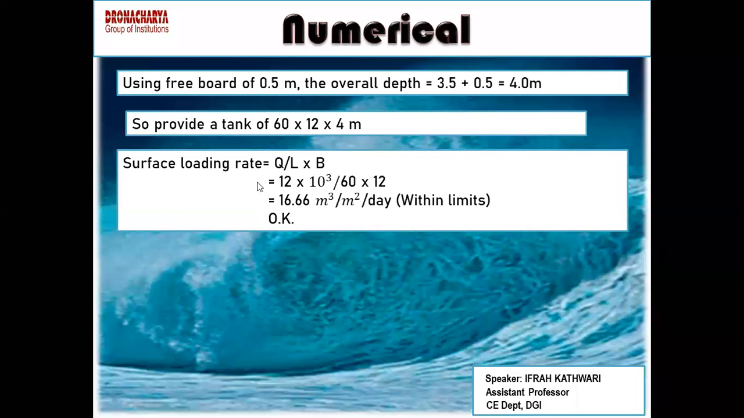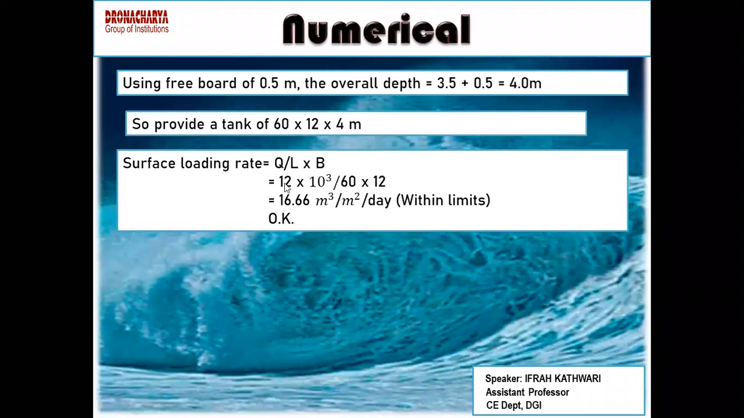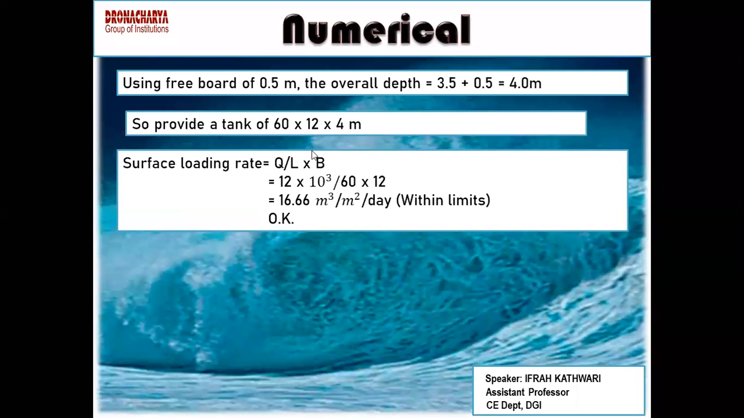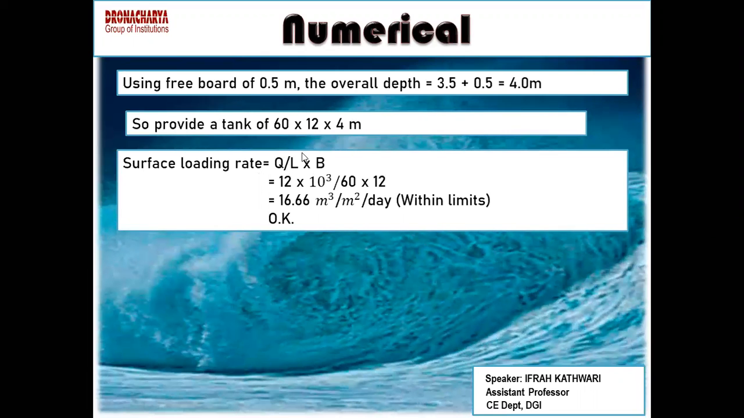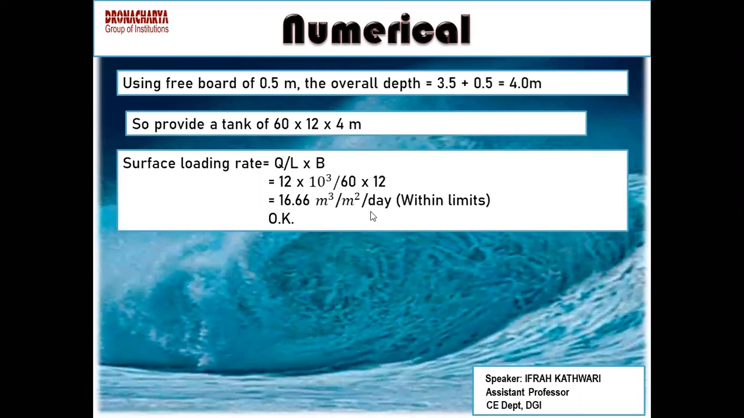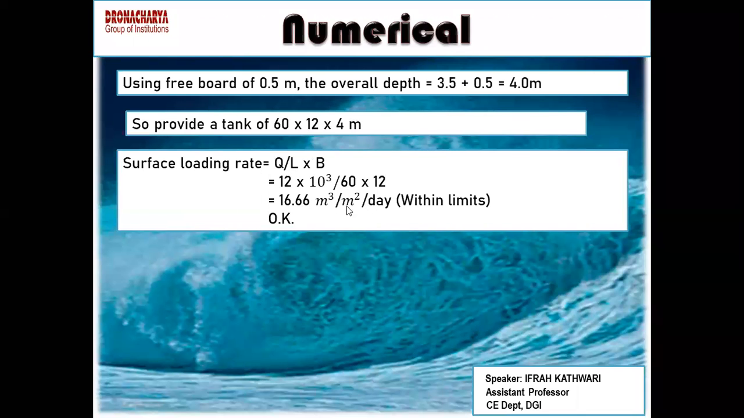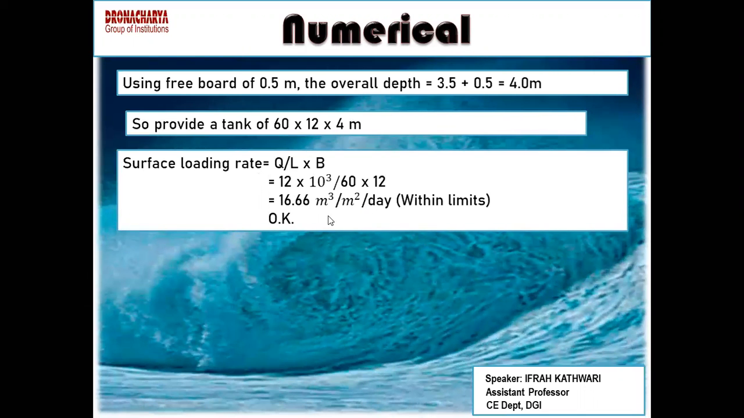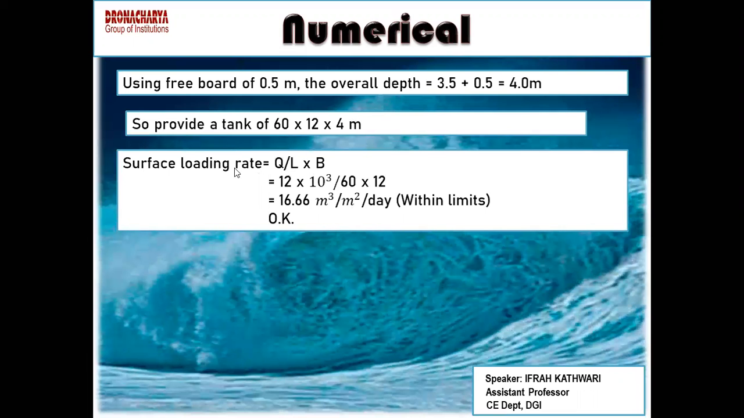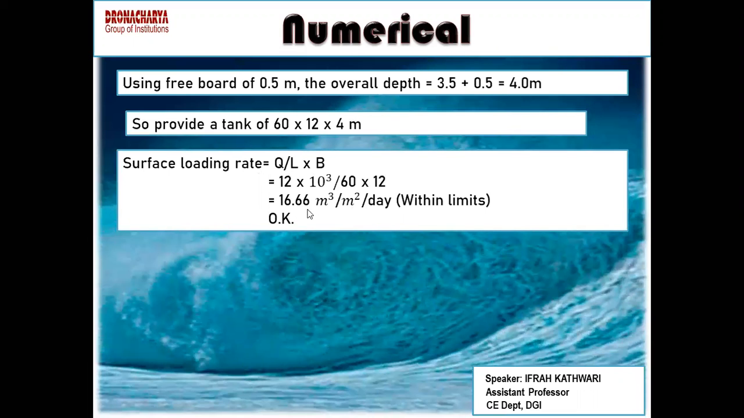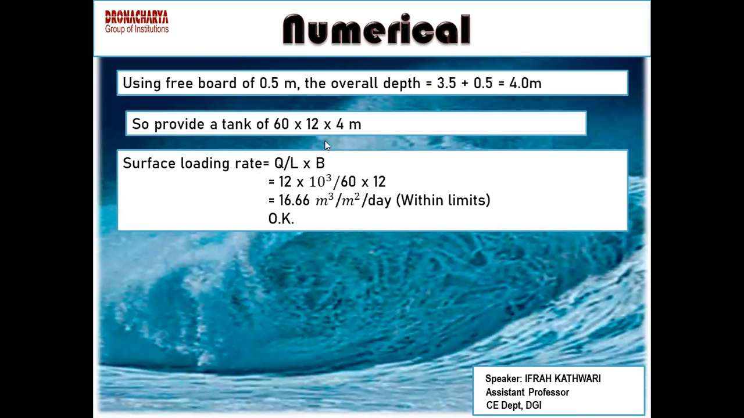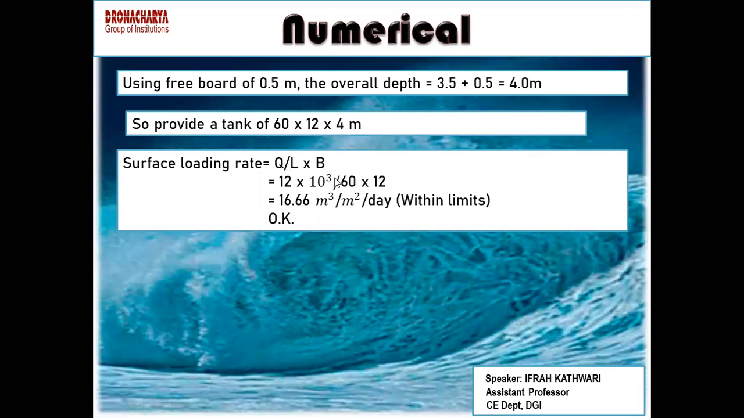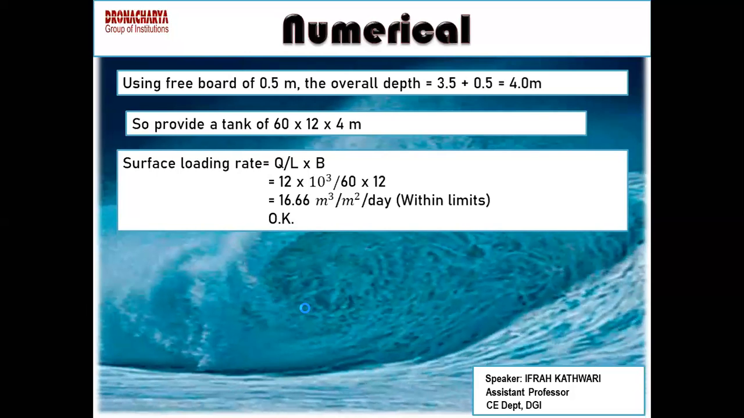Surface loading, the formula for surface loading is Q upon LB. Q discharge is given. L you found out. B also we found out. So Q upon 60 into 12, this will be 16.66 meter cube per meter square per day, which is under the limits. Surface loading is 16.66. And what was the quantity of water, discharge of water? You have to compare the two. In that case, it is within the limits.